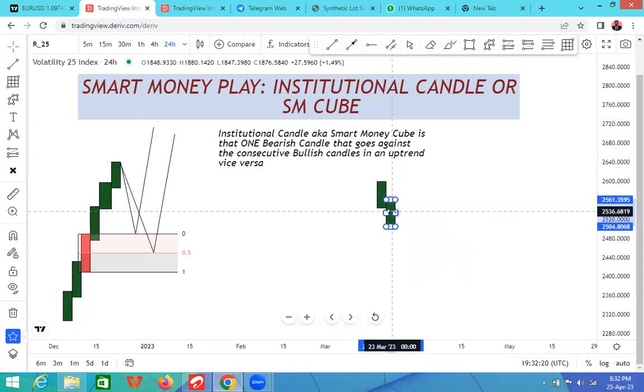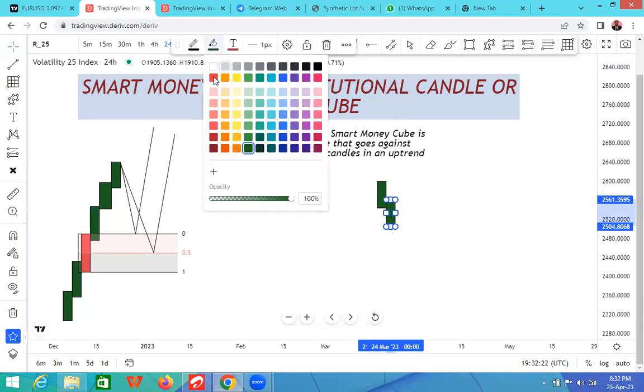Okay, so this is a downtrend. Sorry, I was supposed to turn this to red.